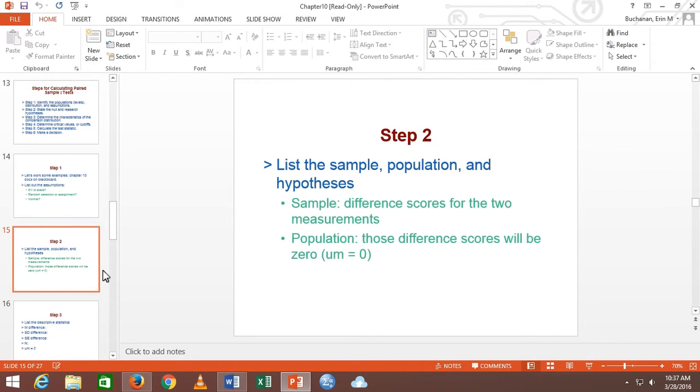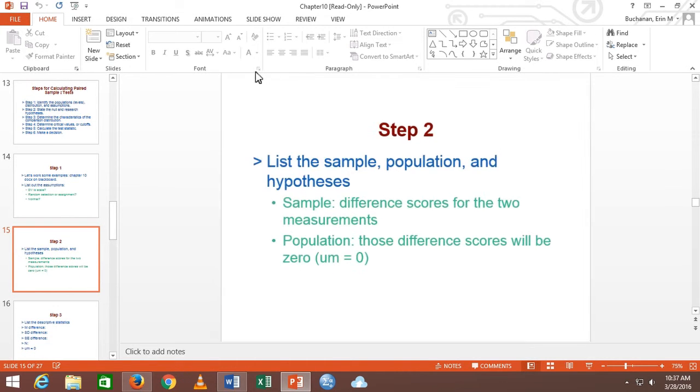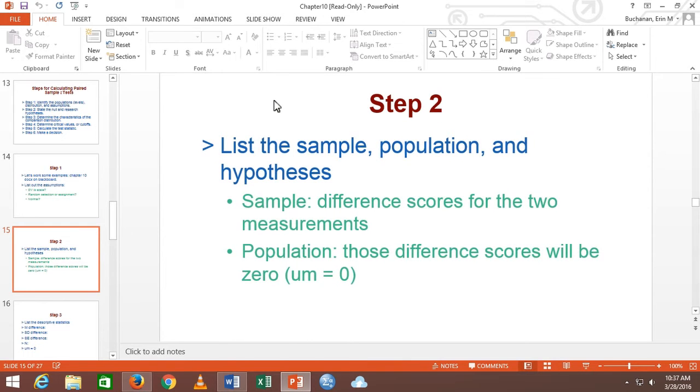Alright, so those are still the same. So this is a little bit of a tricky part. The sample here is still one sample. So we have to try to put the sample all on the left side. The sample is going to be the difference scores.